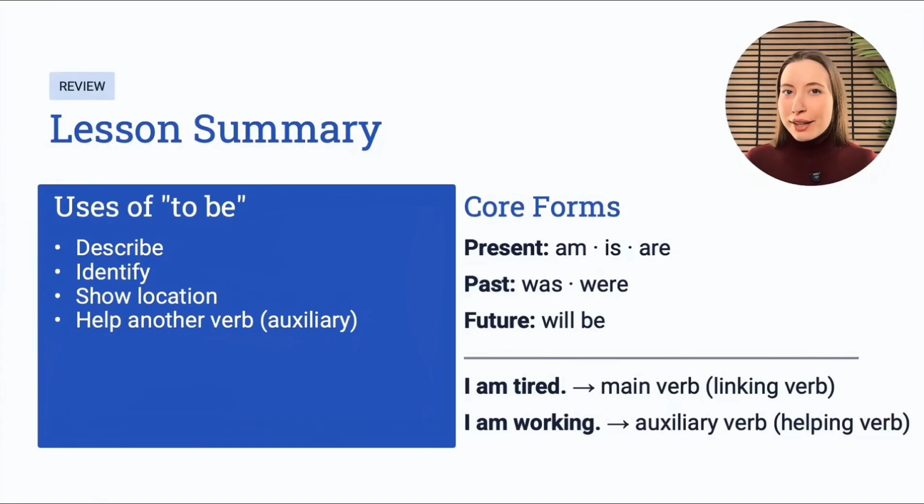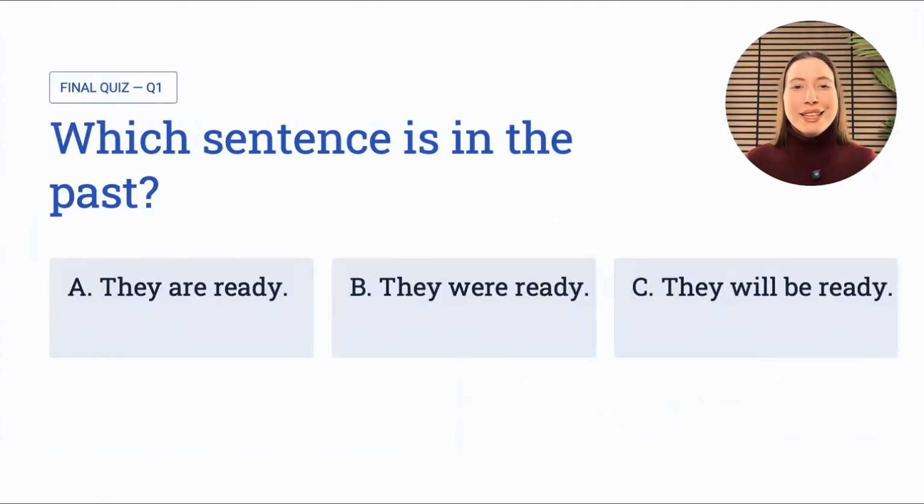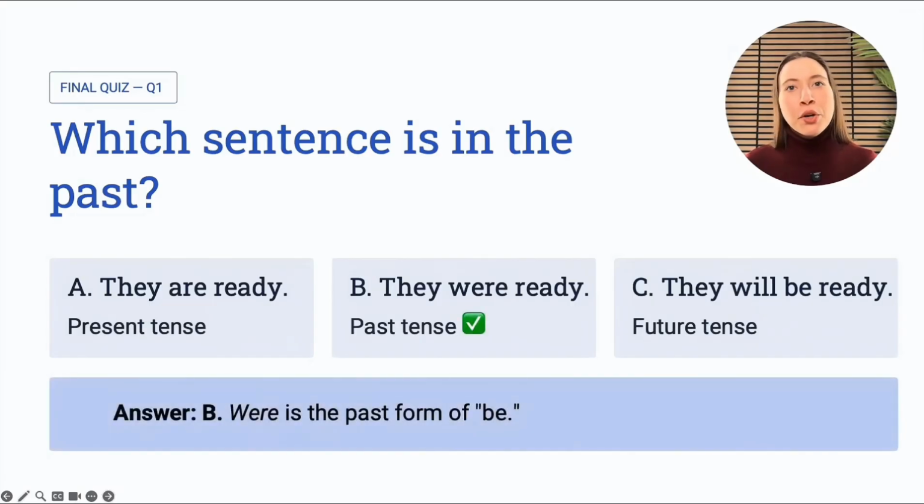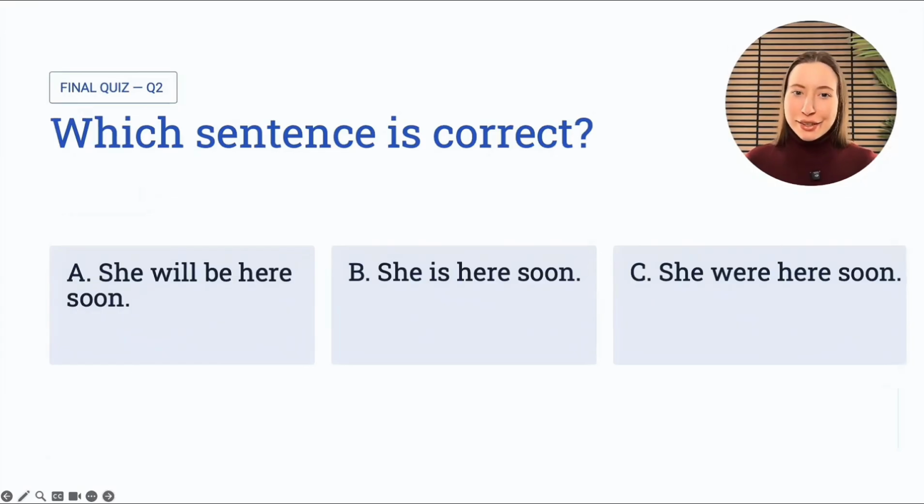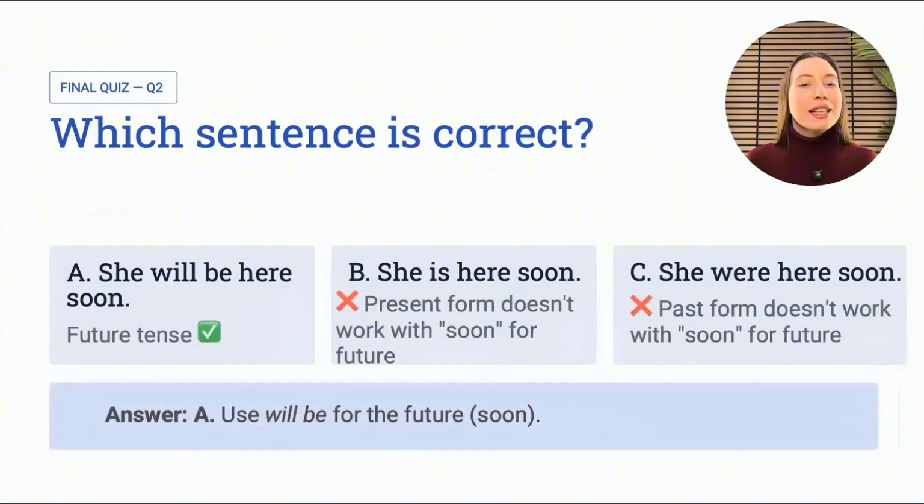Now let's do the final quiz with several questions. Question 1. Which sentence is in the past? A, they are ready. B, they were ready. C, they will be ready. The correct answer is B. They were ready. Question 2. Which sentence is correct? A, she will be here soon. B, she is here soon. C, she were here soon. And the answer is A. She will be here soon.